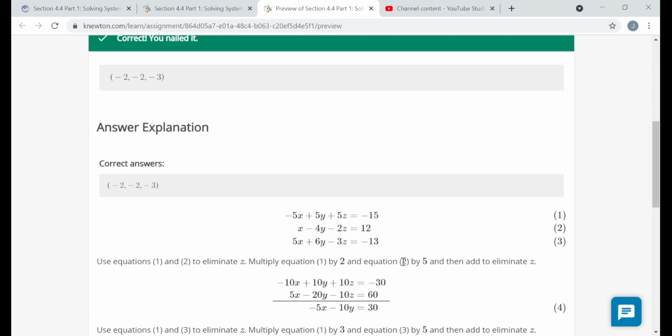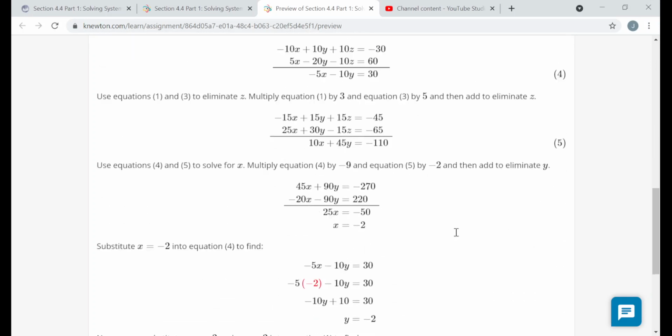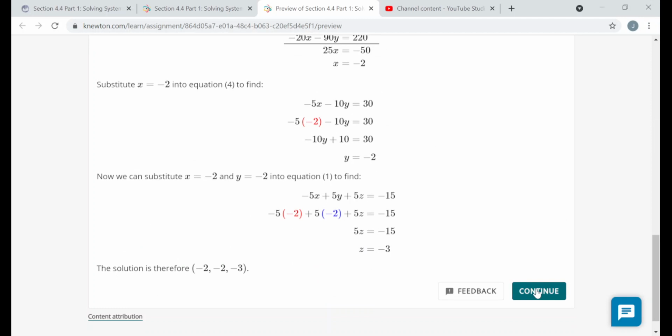And then, of course, if you get it wrong, read through the answer explanations to see if you can figure out where you went wrong. And then hopefully that'll help you do better the next time around. Alright, so next question.